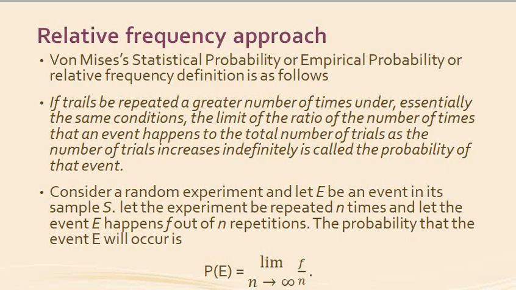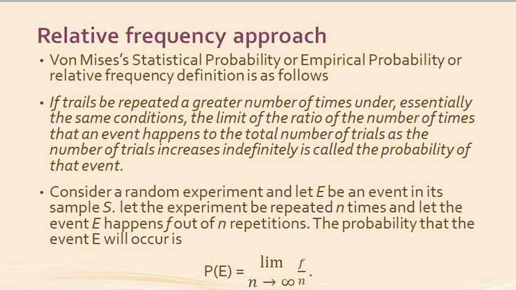So its definition is as follows: if the trial is repeated a greater number of times under essentially the same condition, the limit of the ratio of the number of times that an event happens to the total number of trials as the number of trials increases indefinitely is called the probability of that event.